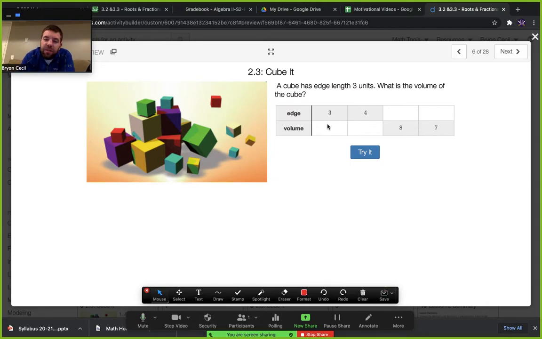Okay, so let's look here. My volume is 27. Now I'm going to look for the cube of 4. That's why I had you write it down, so we know that that's a 64. Okay, so now 8, guys. What cubed is 8? I look at my chart that I've already made, and I see here 2. 2 cubed is 8. And then 7's prime. So we know that that's not it.